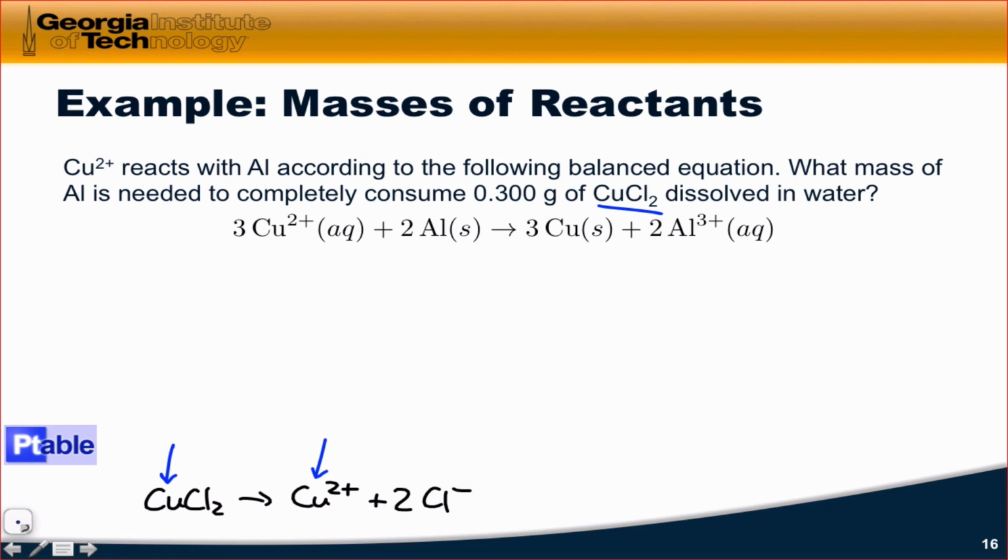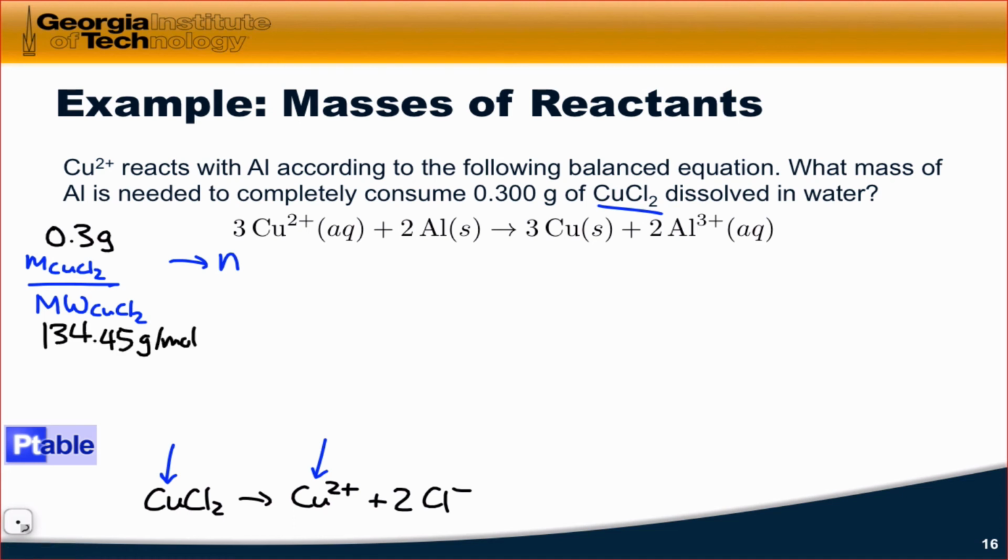But it is important to notice that we're working with a mass of copper chloride here dissolved in water. We need a number of moles of copper 2 plus, and the way to get there is to take the mass of CuCl2 that we're given and divide that by the molecular weight of CuCl2. The given mass is 0.3 grams, and the molecular weight of copper 2 chloride is 134.45 grams per mole. This gets us to a given number of moles of copper chloride of 2.23 times 10 to the negative 3 moles.